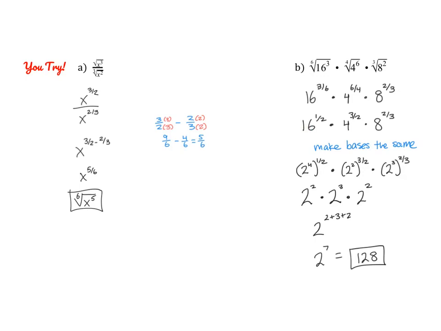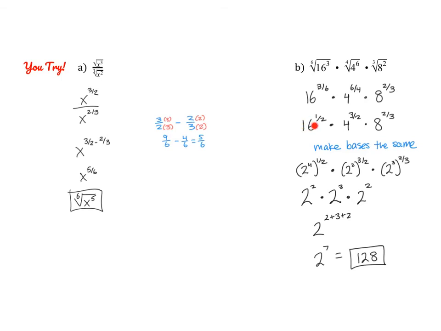So 16 is actually 2 to the 4th power, 4 is 2 squared, and 8 is 2 cubed. So if I rewrite them like this, then I can use the power to a power property, and I multiply. 4 times 1/2 is 2, 2 times 3/2 is 3, and 3 times 2/3 is 2. So now here they all have the same base, so all you need to do is add up the exponents. So we get 2 to the power of 7, which ends up being 128. So again, it simplifies out really nicely.